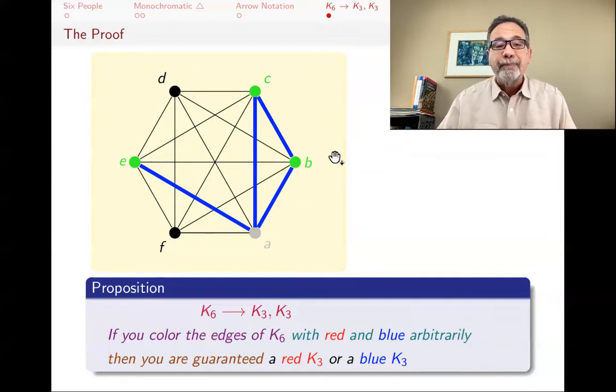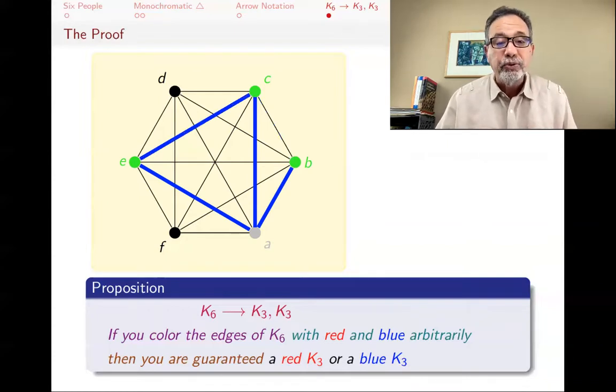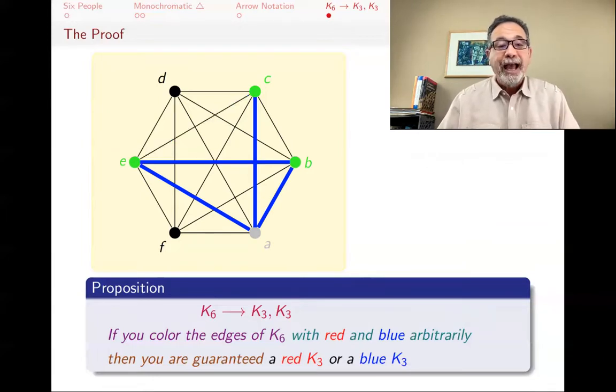But maybe you didn't use blue there. Maybe you used blue here. Well, if CE was a blue edge, then I would have that ACE is a blue triangle. And the same with the last one. If BE was blue, then ABE would have been blue. The point is that if you use blue on any of those edges, I will have a blue triangle.